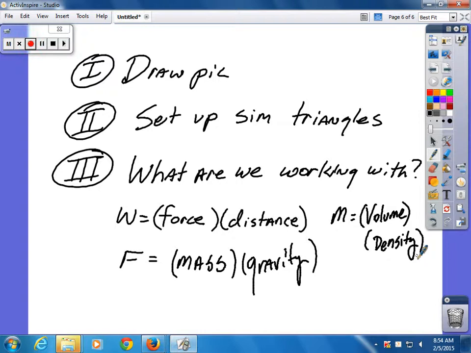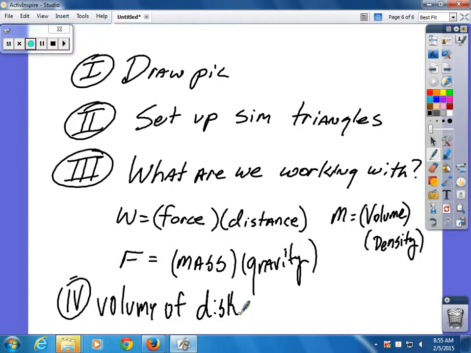And of course, you need to get the volume, and that could be right in here. I should have put that. I'll put that 4. Volume of, I call it the plunger. You can call it the disc, whatever you want to call it. And that's going to be based on pi r squared dx.